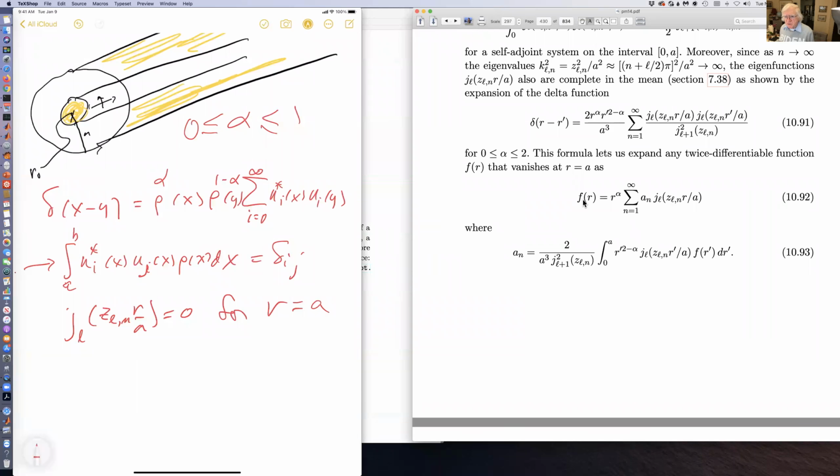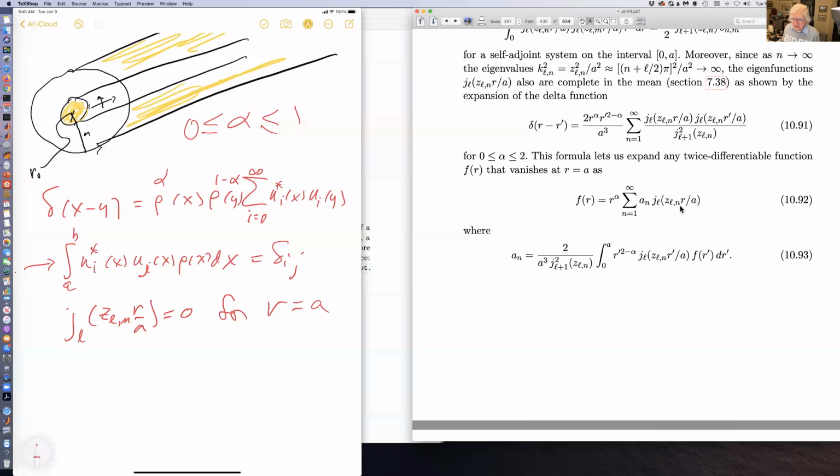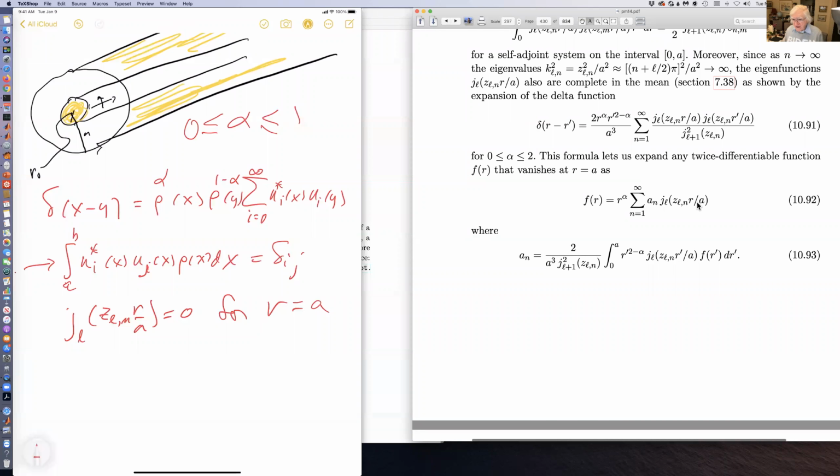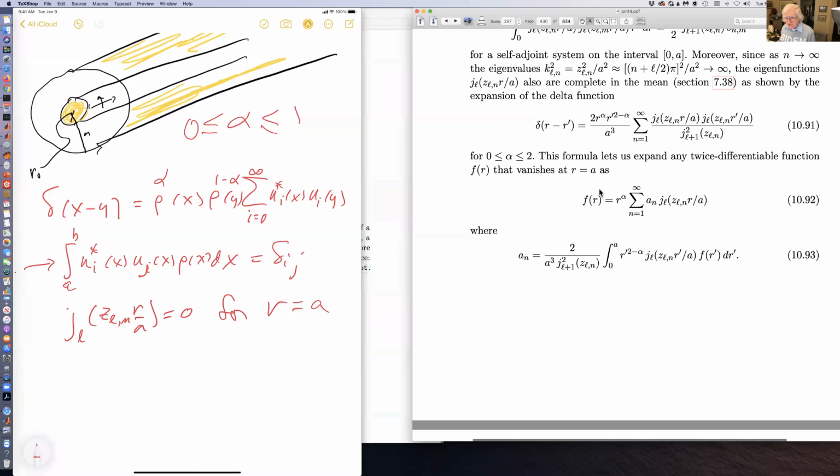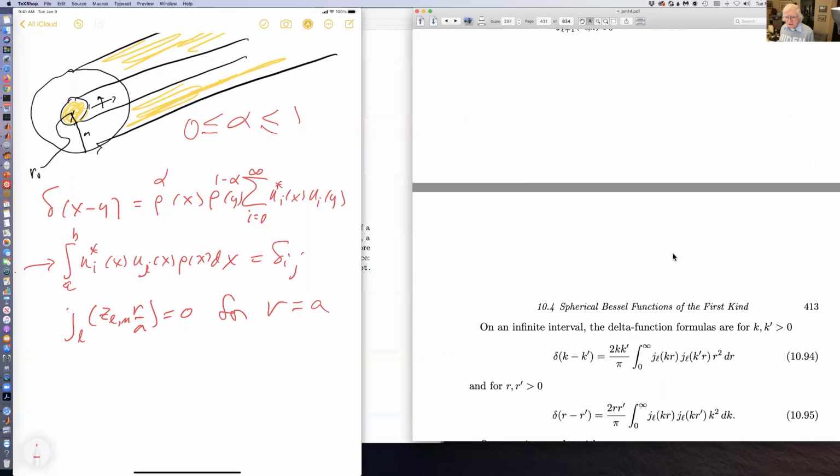So what we do is we write it as r to the alpha sum of an JL of z ln times r over a, and then the coefficient an is given by a normalization factor times an integral with the weight function. We've got an arbitrary alpha there, and we integrate the function we wish to represent like that.